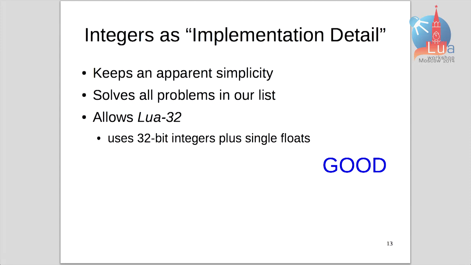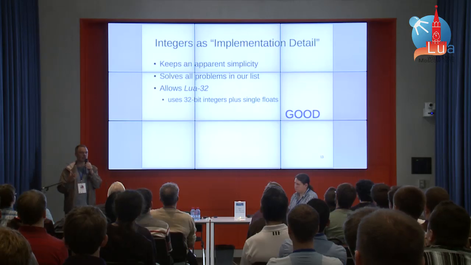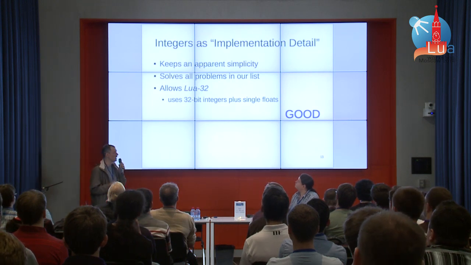So the other option, which was in our mind for a long time because of the lnum patch, was this idea as a kind of implementation detail: inside Lua we have both representations, but outside, to the user, both representations would be transparent.